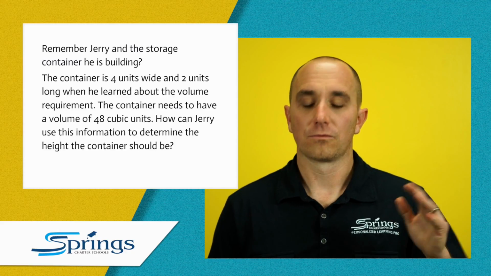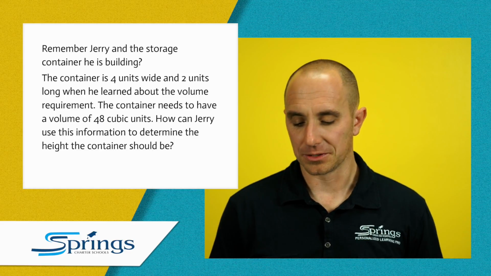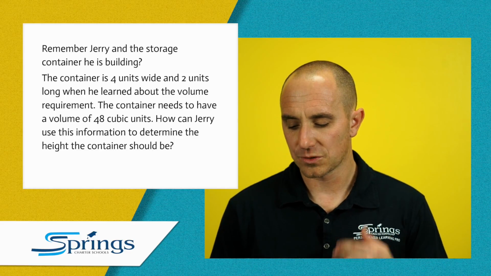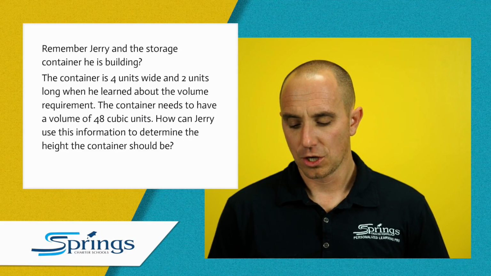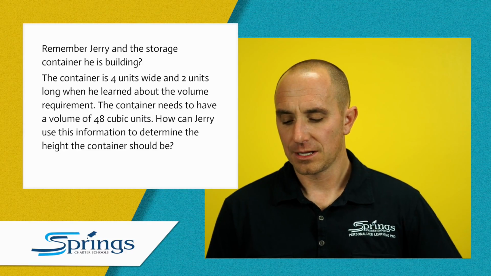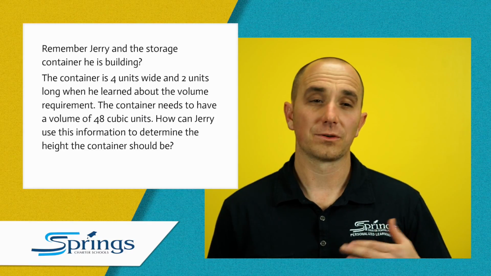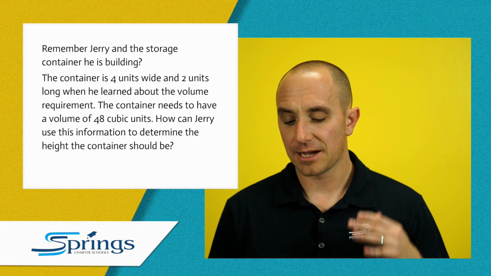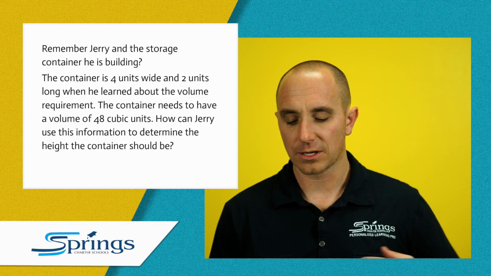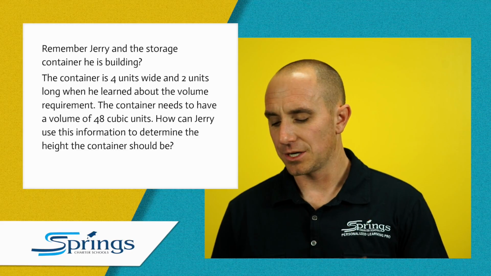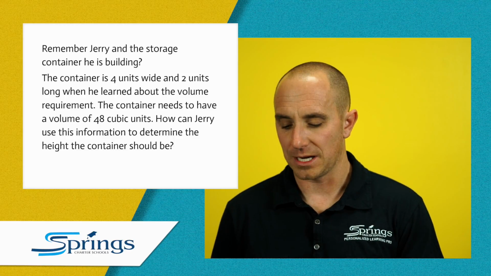Now, remember Jerry and the storage container he's building. The container is 4 units wide and 2 units long. He's already started, so now he has to get to 48. The container needs to have a volume of 48 cubic units. So how can Jerry use this information to determine the height that the container should be?